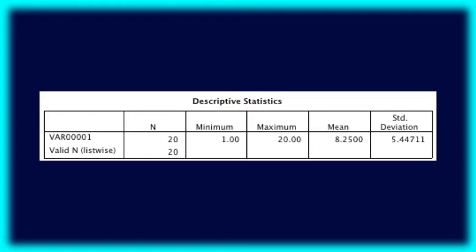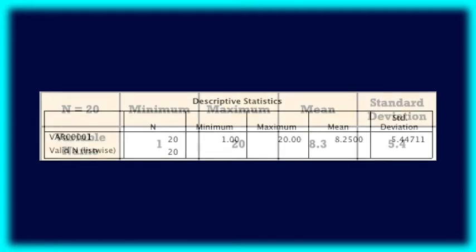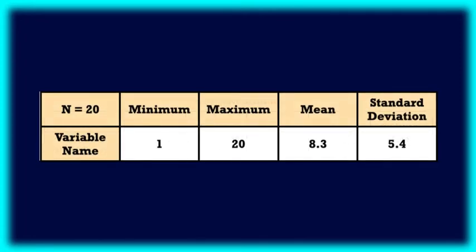Variable 1, the sample was 20. The minimum mark was 1, the maximum was 20, and the mean was 8.25. Standard deviation 5.4. Now, if you're writing this up in a thesis or a presentation, you'd simplify that to look something like that, and colour helps the reader to spot the various things. Notice I've rounded the mean to 1 decimal place, standard deviation to 1 decimal place, which is reasonable.